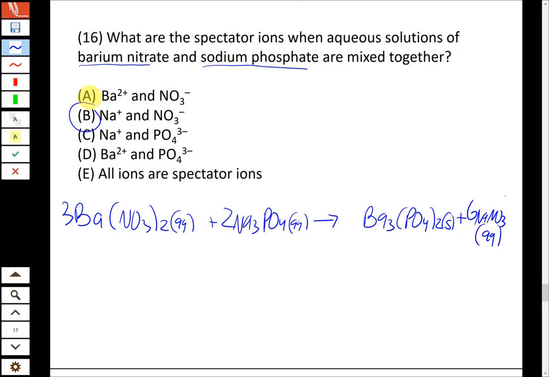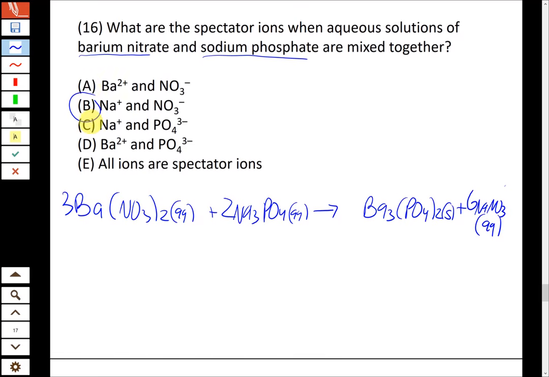Now, the slightly longer way to go about doing this would be to write out the ionic equation and then figure out, again, which ions appear on both sides of the arrow. So if we did it that way, we'd separate the reactants into their ions, barium 2+, and then 6 NO3-, because there's 3 times 2. 6 Na+, 2 times 3, and 2 phosphates.